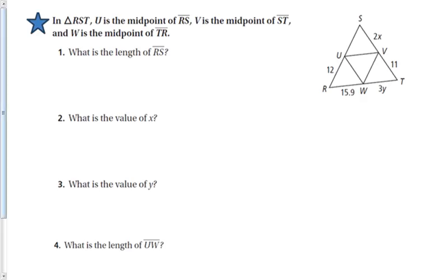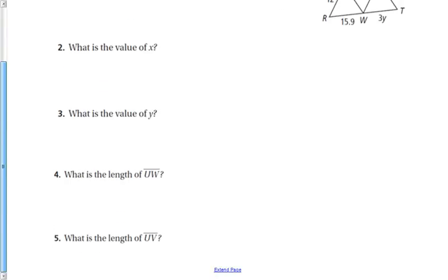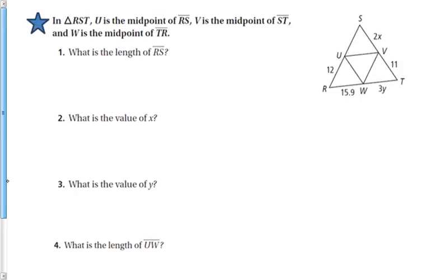So, last example I have here. We've got our example over to the right, and I've got 5 questions here. It says, in triangle RST, we know that U is the midpoint of RS, V is the midpoint of ST, and W is the midpoint of TR. And we're given some values here, here, here, here, and here.